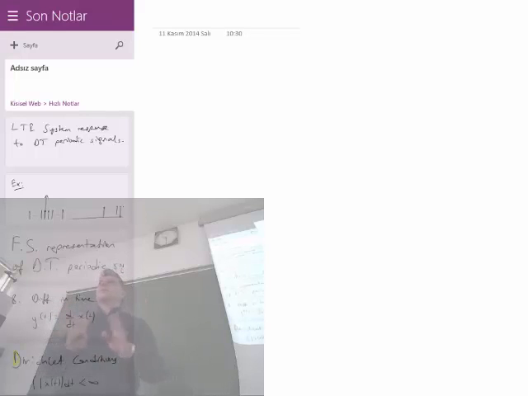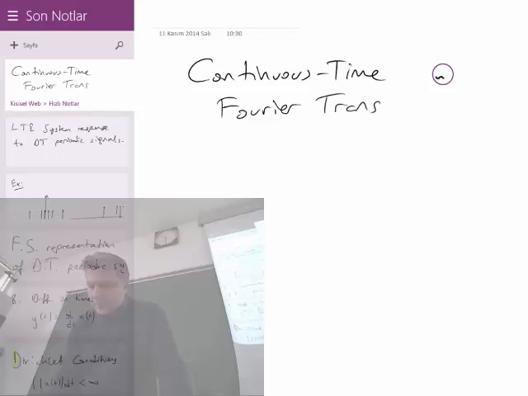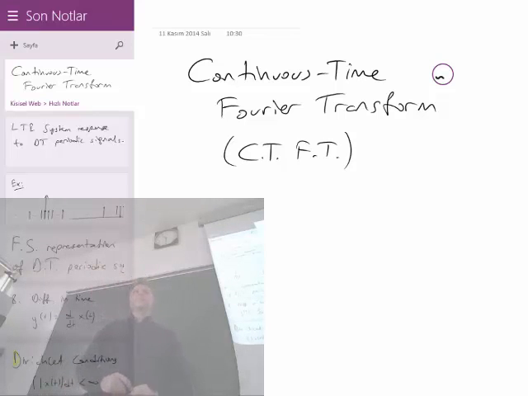Okay, so now I can start with the new topic, and for the remaining 15 or 20 minutes or something, I just want to make a brief introduction to the new chapter, which is the continuous time Fourier transform, abbreviated as CT for the continuous time, FT for the Fourier transform, CT-FT. And trust me, you already know it.